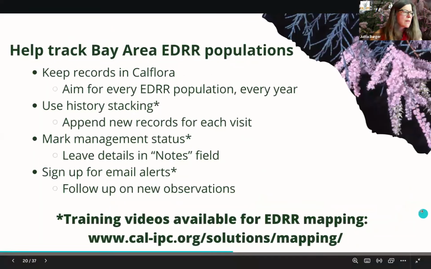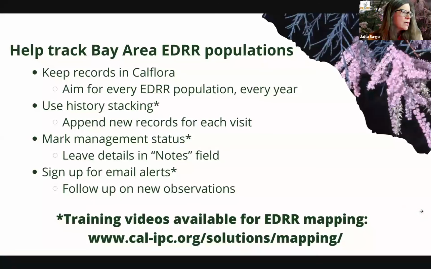All right, so how to track those new species, what to do about a new find. I'm only really going to quickly go through this. You can keep records in CalFlora. CalFlora is an app, kind of like iNaturalist. It's an online database, but it's specific for California. And here's the logo for it. You can download an app on your cell phone.